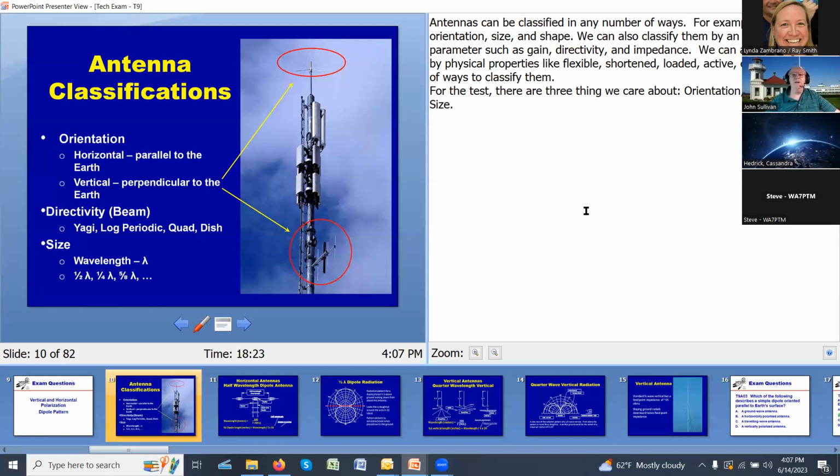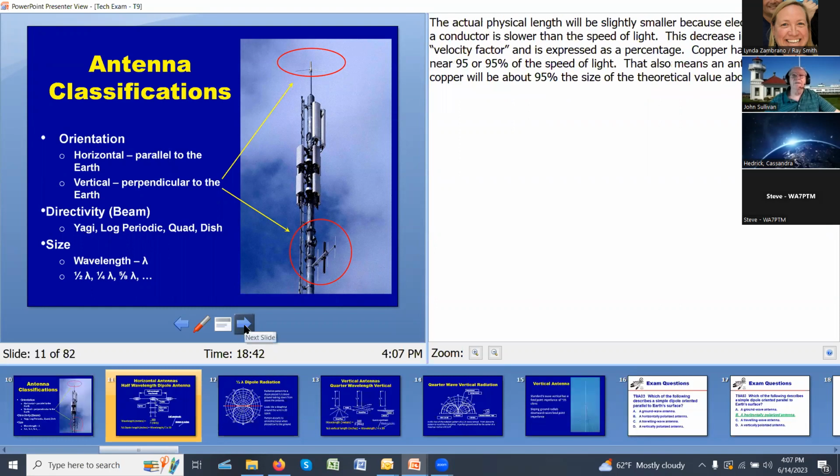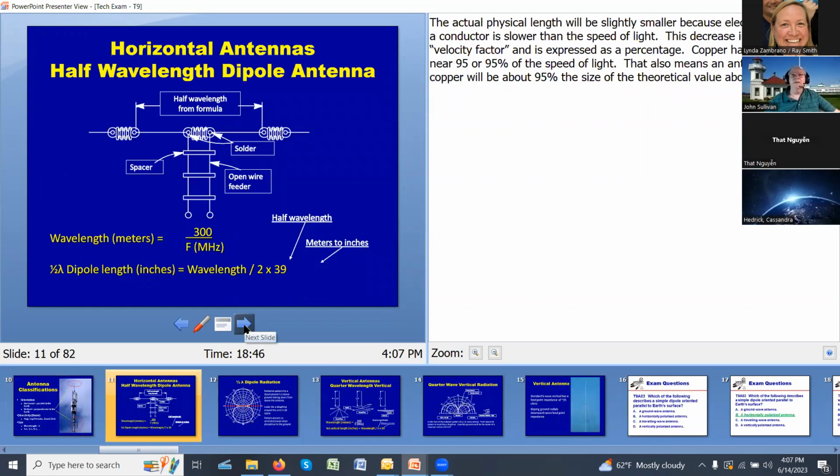You can see the examples listed here. We talk about a half wave antenna, a quarter wave antenna, a 5/8 wave antenna, and so on. In other words, the length or size of the antenna in relation to a wavelength for a particular frequency. So that's ways of describing or classifying antennas. A common type of horizontal antenna is your half wavelength dipole antenna, and this is an illustration of what one looks like. When we say it's a half wavelength, we mean that the total length is equivalent to half of a wavelength for whatever frequency it's going to operate on.